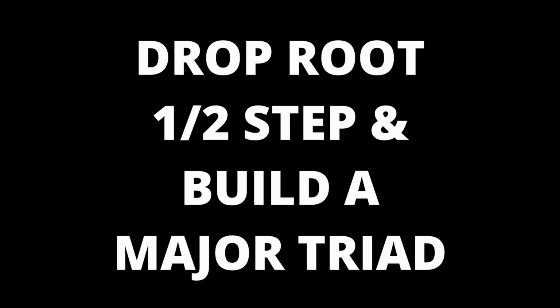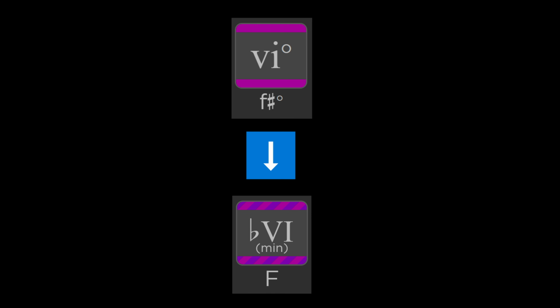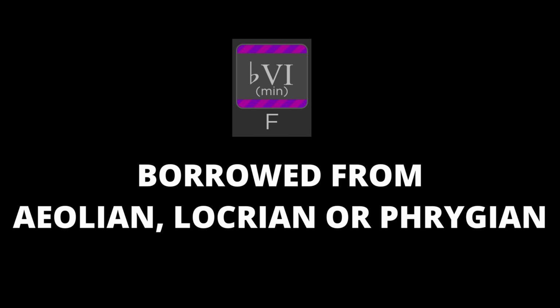Songwriters will often swap the diminished chord for a major triad and then use that in its place. To do this, you drop the diminished chord's root note by half a step and then build a major triad from this new root. So for example, in A Dorian, we take F sharp diminished, drop its root note to F, and then use that to make an F major triad. We label this chord flat 6. You could also think of this chord as being borrowed from the Aeolian, Locrian, or Phrygian keys.